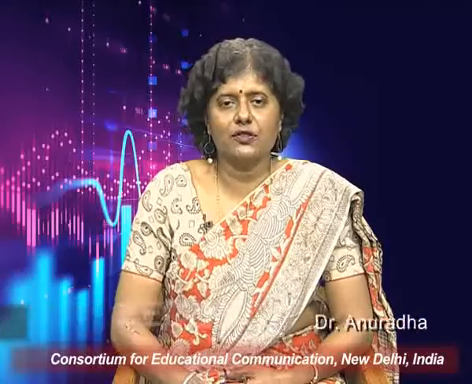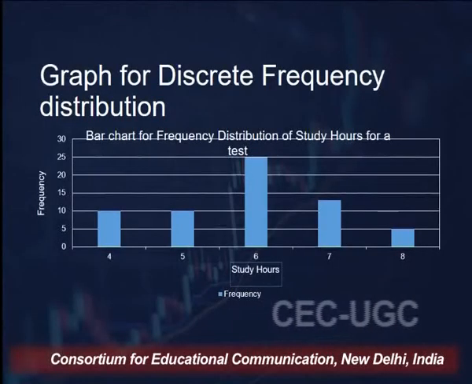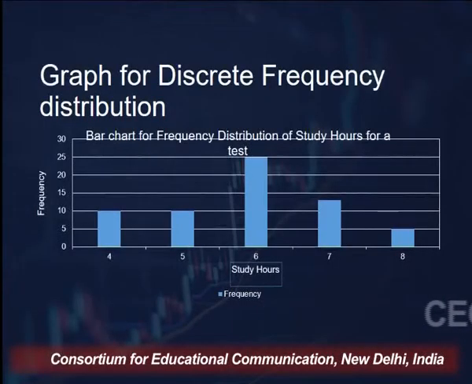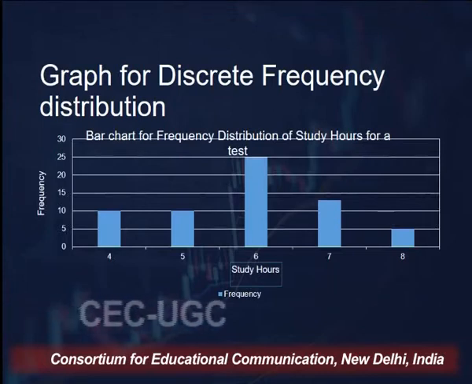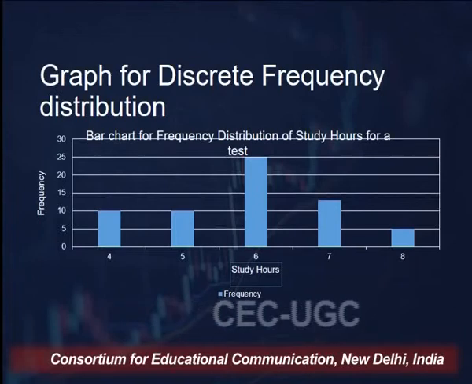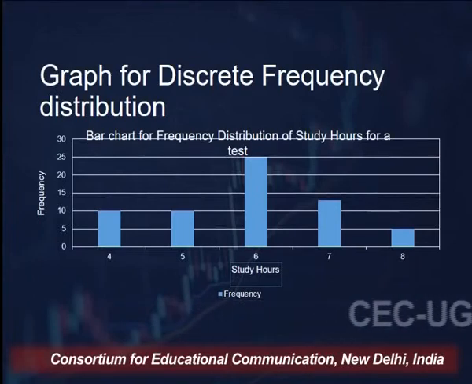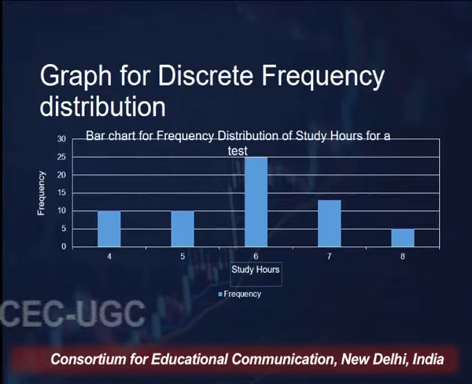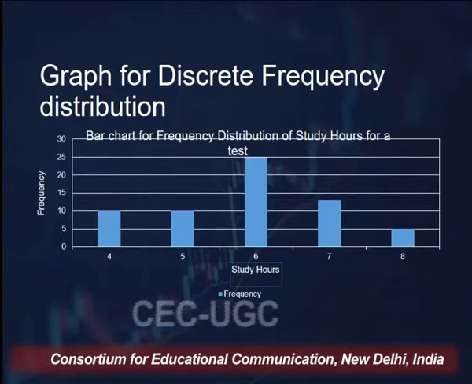I am going to talk about the graphical representation of a discrete frequency distribution. The first diagram that I am going to discuss is called the bar diagram. How do I plot a bar diagram? A bar diagram is plotted by first considering the values that the discrete variable is assuming. So here the discrete variable is assuming values 4, 5, 6, 7, 8.